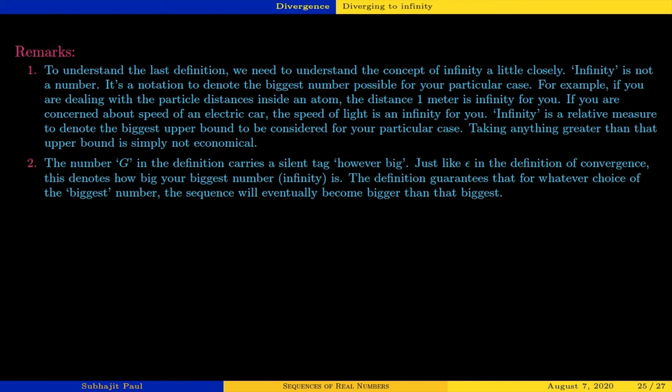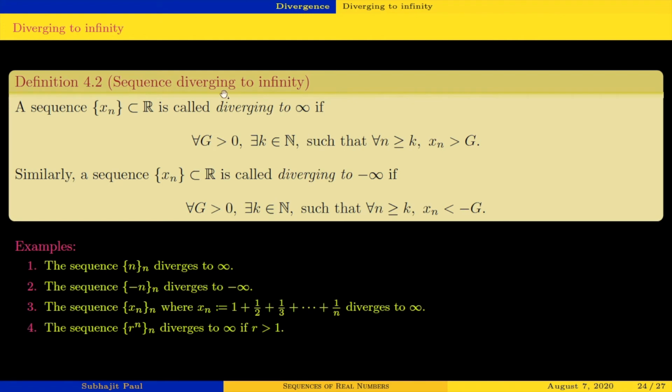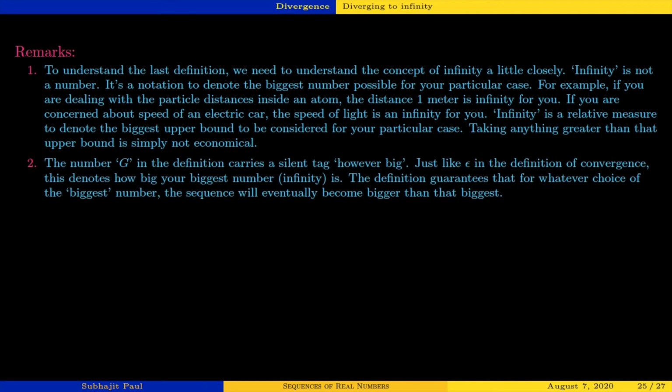So the number G in the last definition carries a silent tag, however big. Just like the epsilon in the definition of convergence, which carried a however small tag, this G carries a silent tag, however big. This denotes how big your biggest number, that is your infinity, is.